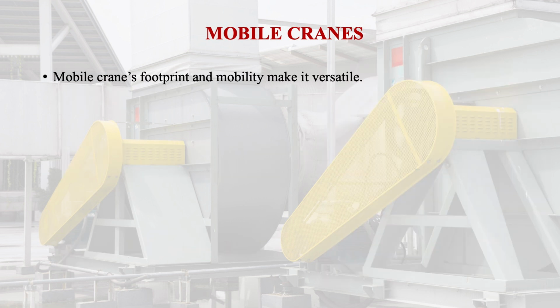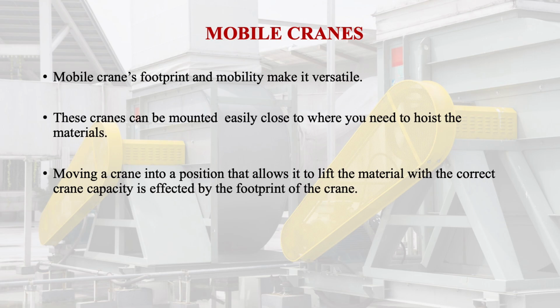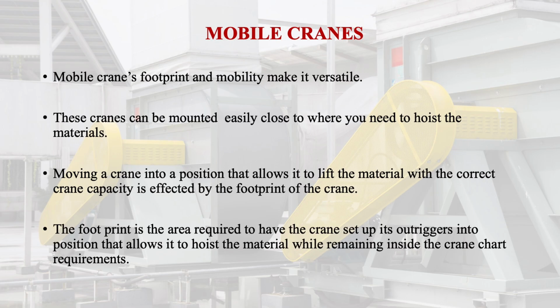A mobile crane's footprint and mobility make it versatile. These cranes can be positioned easily close to where you need to hoist the materials. Moving a crane into a position that allows it to lift the materials with the correct crane capacity is affected by the footprint of the crane. What is the footprint? The footprint is the area required for the crane to set up its outriggers into a position that allows it to hoist the material while remaining inside the crane chart requirements.